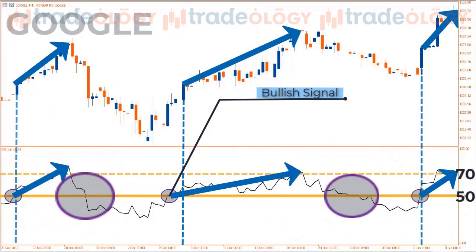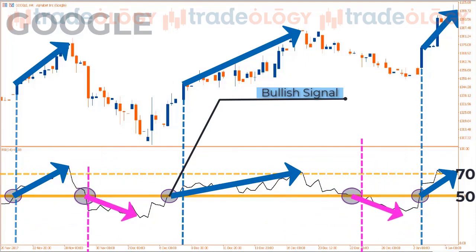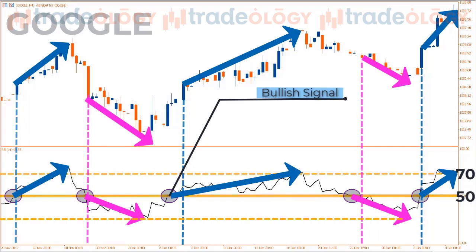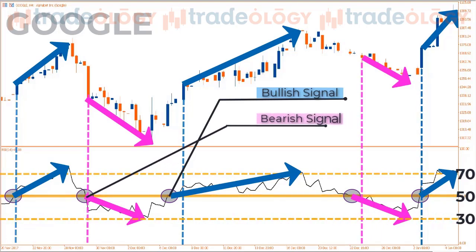A movement from above the centerline or 50 line to below indicates a falling trend. A falling centerline crossover occurs when the RSI value crosses below the 50 line on the scale, moving towards the 30 line. This indicates the market trend is weakening in strength and is seen as a bearish signal until the RSI approaches the 30 line. Here are other examples of the RSI centerline crossovers trading.